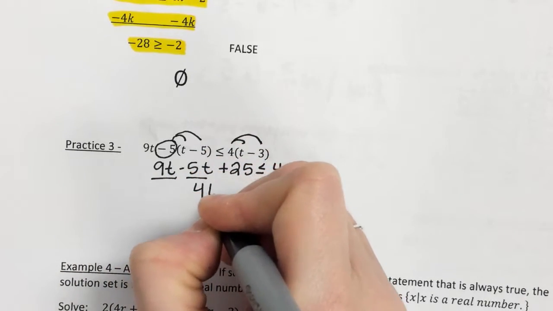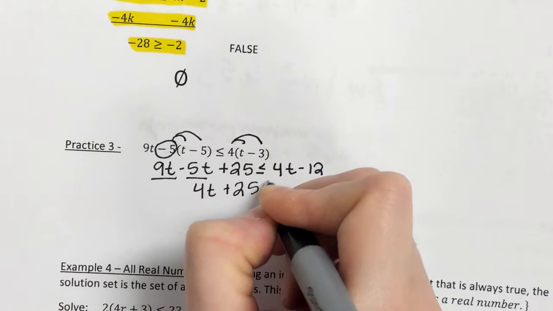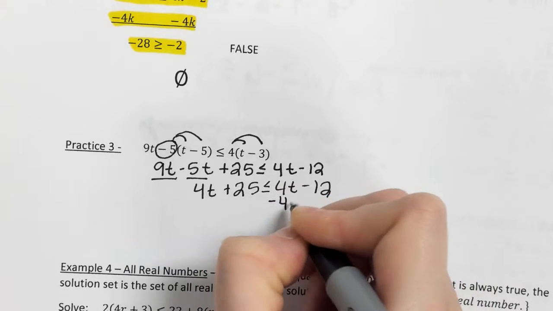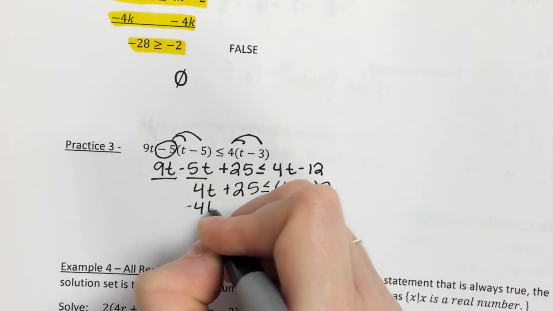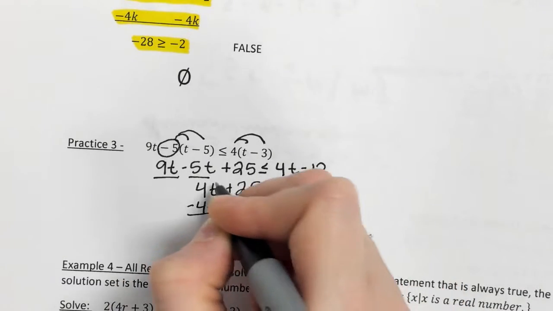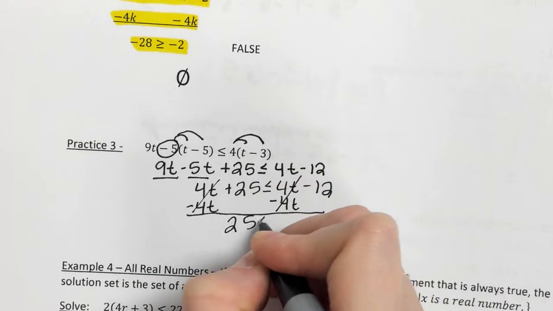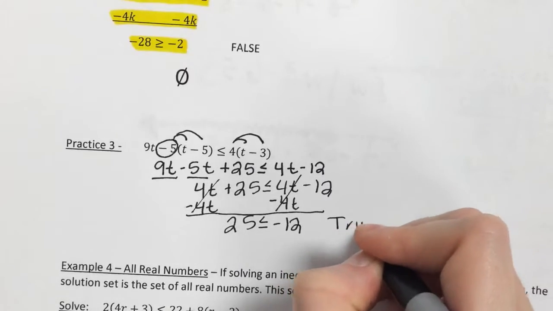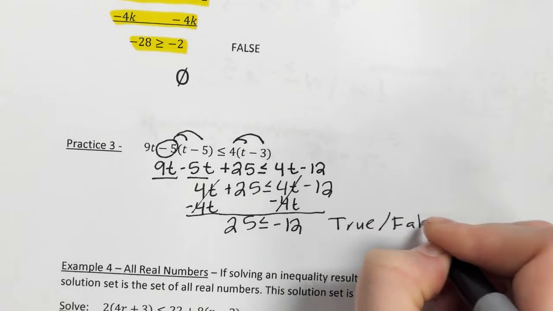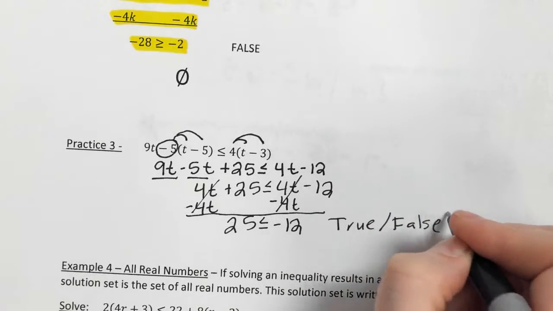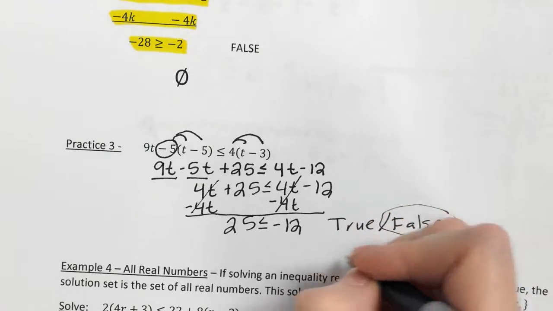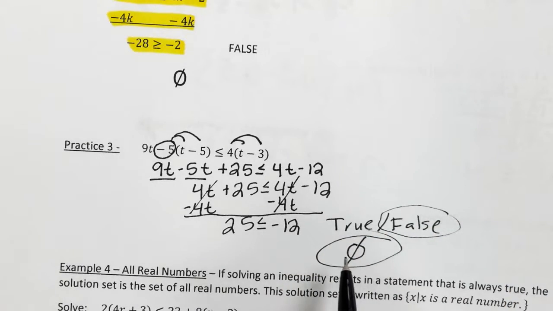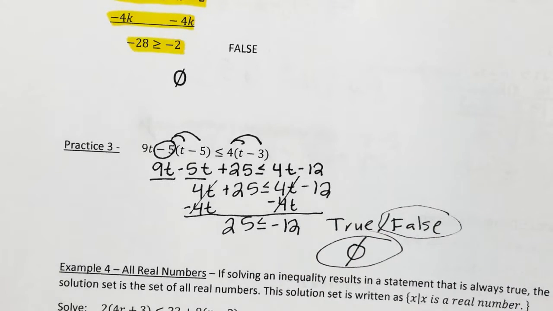So you should end up with 4t plus 25 is less than or equal to 4t minus 12. And then when we try to get our variables all on one side, please eliminate. You get 25 is less than or equal to negative 12. So at this point, because we don't have any variables left, you want to say true or false. False. 25 is not less than negative 12. So don't leave this as your answer. You actually have to write no solution. And for these, we really don't write them in set builder notation. You just write the symbol, no solution.